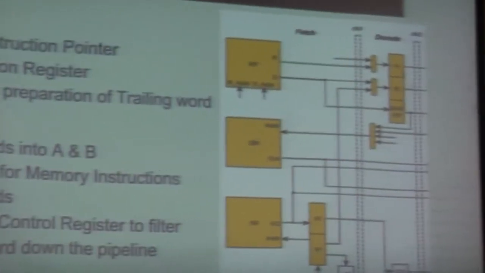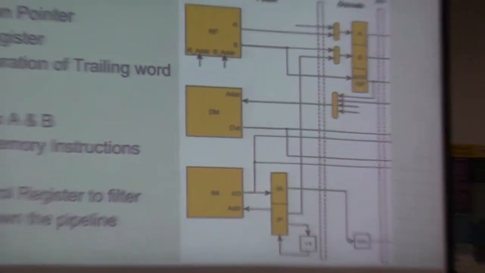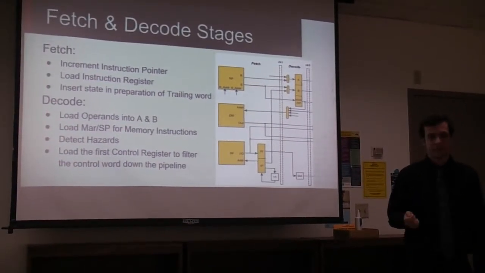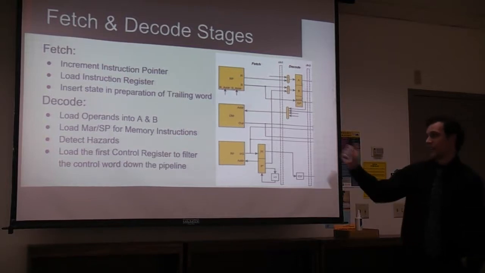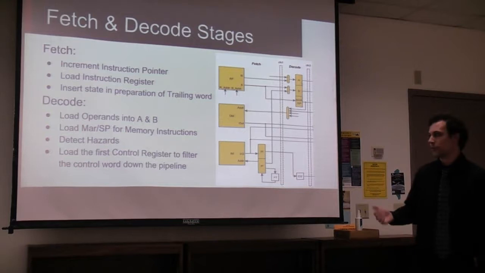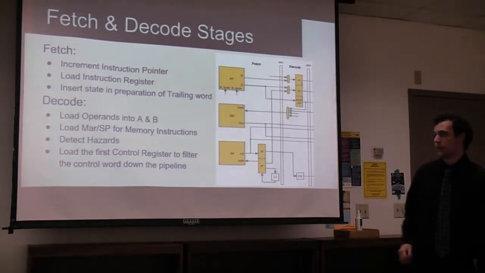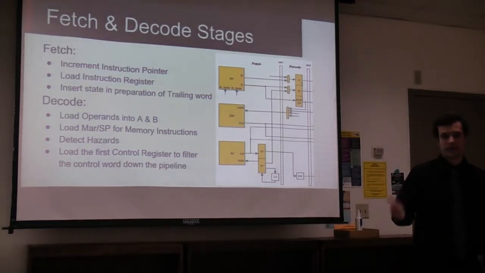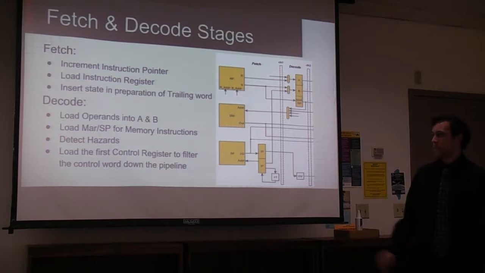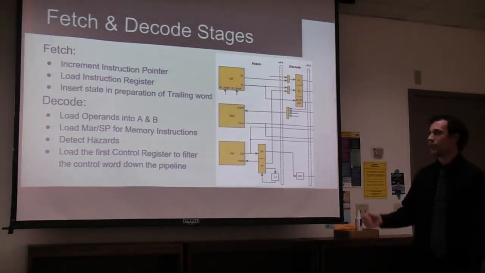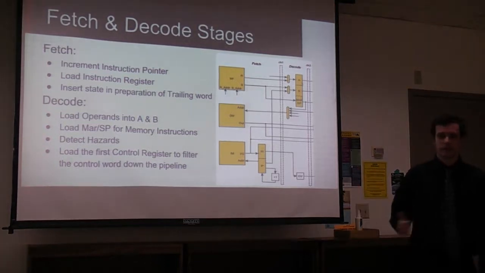So we're going to approach these 2 at a time. Our first 2 stages are fetch and decode. These look relatively like what you would expect from the baseline. We have in fetch, IP is incremented, IR is loaded with the instruction that IP points at. In decode, we load operands into A and B, or we load the MAR or SP if it's a memory addressable type of instruction. The major difference is if there's something like a trailing word, then we need to insert a state into IR to account for that.